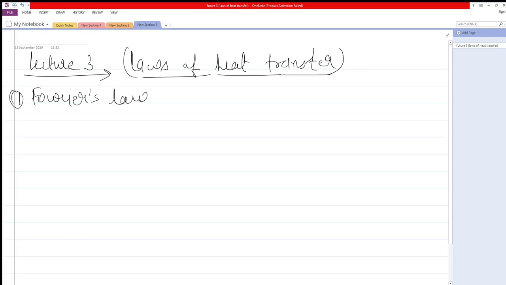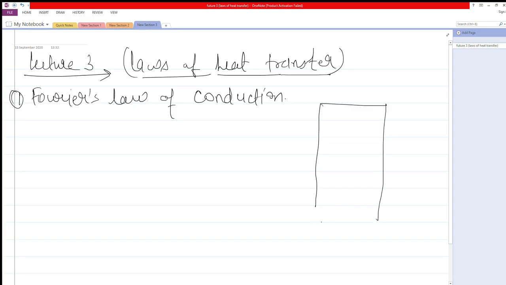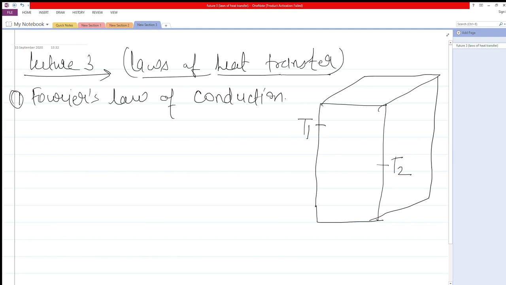Fourier's law of conduction. To study this, I would like to draw a rectangular slab. This is a rectangular slab. The left face of the slab is at temperature T1, and the right face of the slab is at temperature T2. The heat flows from left to right, that is in the horizontal direction, because of this temperature difference delta T, T1 minus T2. The width of the slab is L.